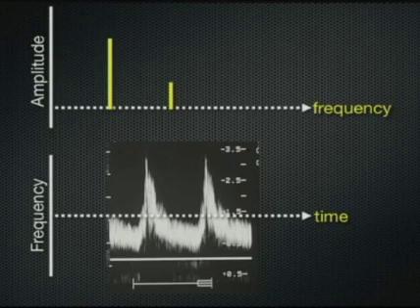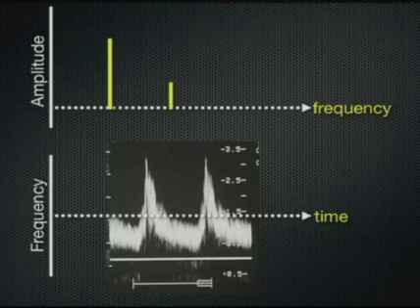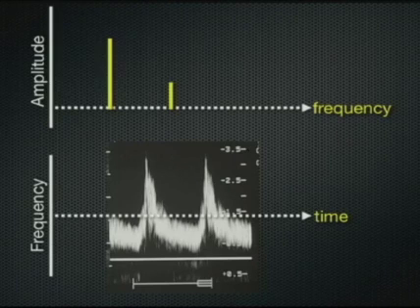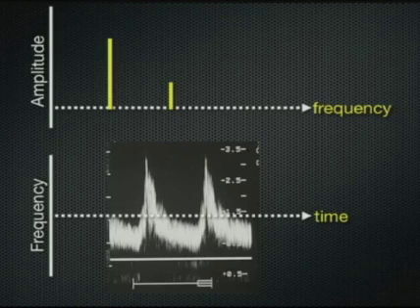Now you'll notice on top, after the transformation, we have a display of the relative frequency components of the Doppler signal and their amplitude, whereas on the bottom we show frequency displayed on the vertical axis, and we're showing it as it changes over very short intervals of time. But where's the amplitude information gone?